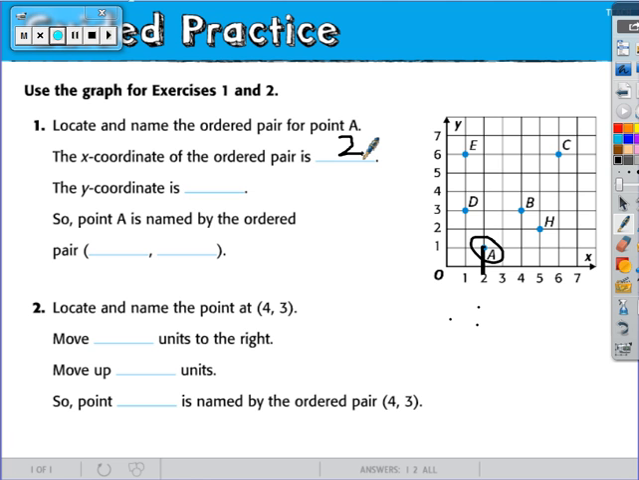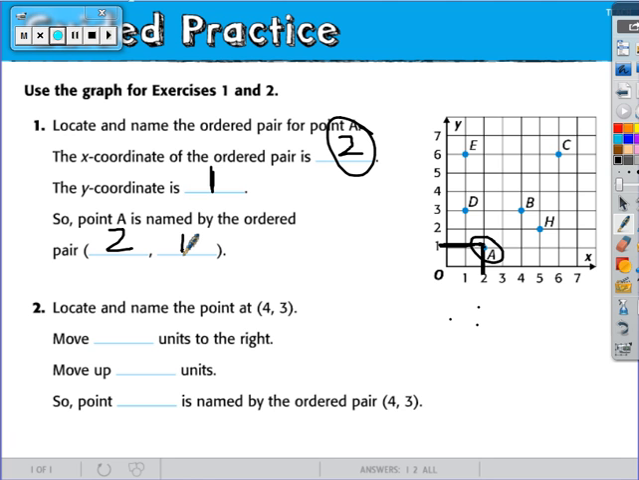Now I'm going to go back to A. I'm back at A. Which direction do I need to go to find the y-axis? Left. I'm going left. And which number do I run into when I go left? 1. So the y-coordinate, excuse me, is 1. Now, according to the alphabet, which letter comes first? X, which is my 2. So 2, 1. Okay.